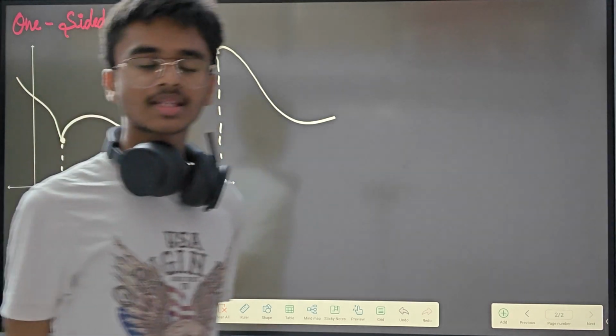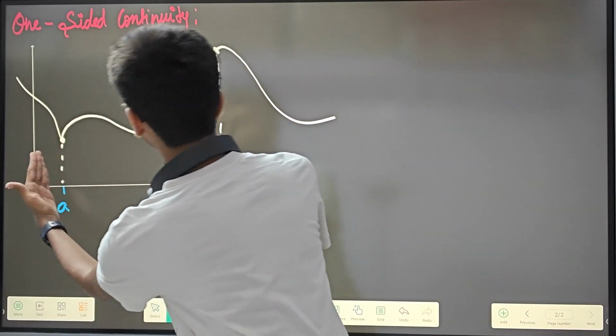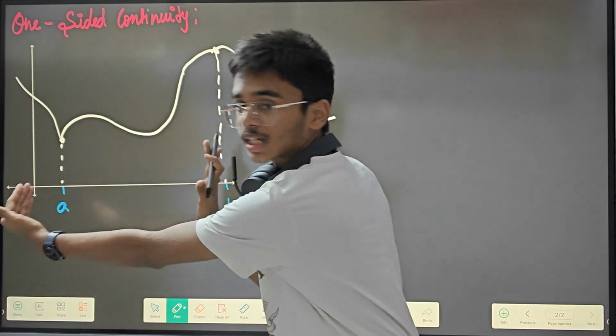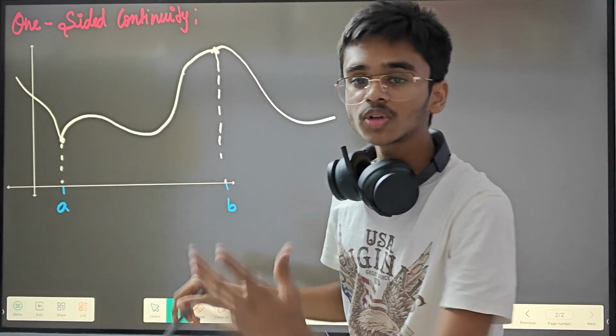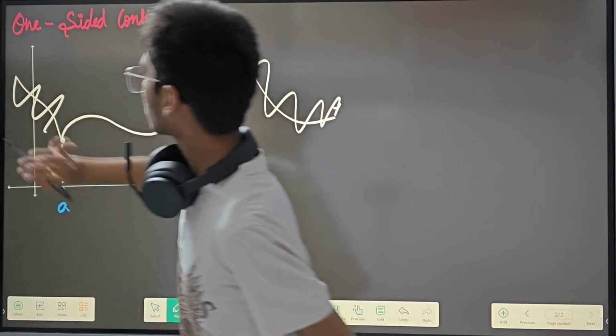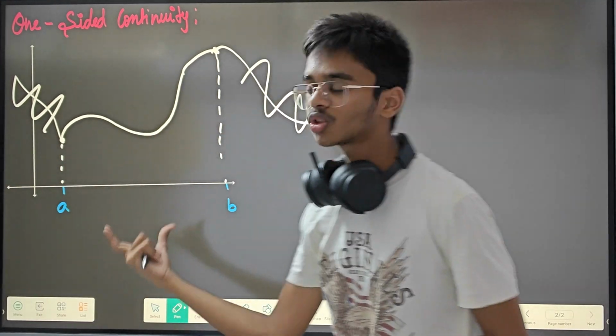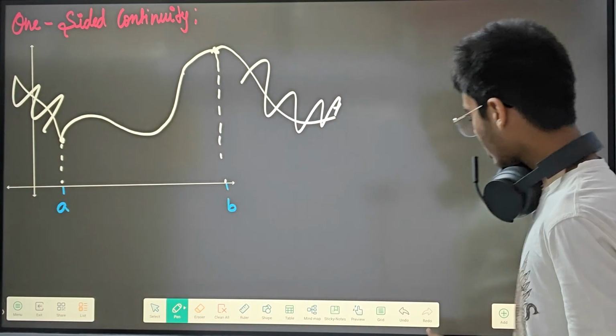Like this the graph exists, but even though it exists, since you are going to check from A to B, till this point only you are going to check. So that means you are not going to consider this one or this one. Okay, you are not going to consider this one and this one. You are going to check only whether it is continuous or not from A to B.